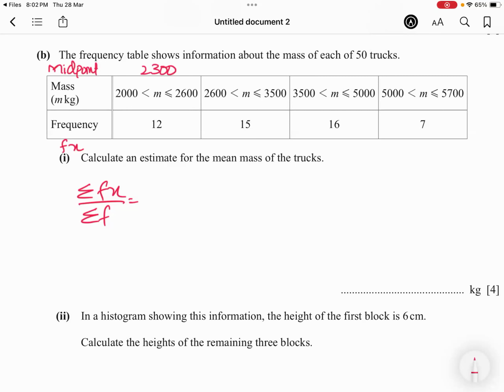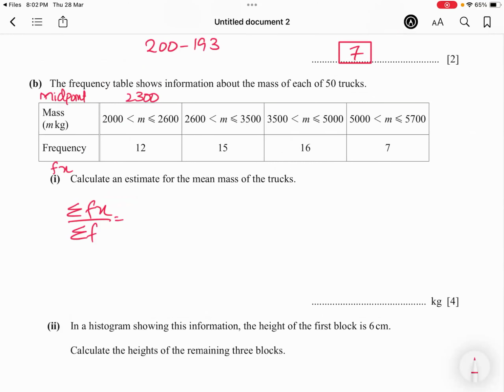2600 and 3500, the midpoint would be, add them and divide by 2. That's how we find out the midpoint. 2600 plus 3500 divided by 2 is how much? 3050. Then 3500 plus 5000 is 8500, divided by 2 is 4250. Then 5000 plus 5700 is 5350.